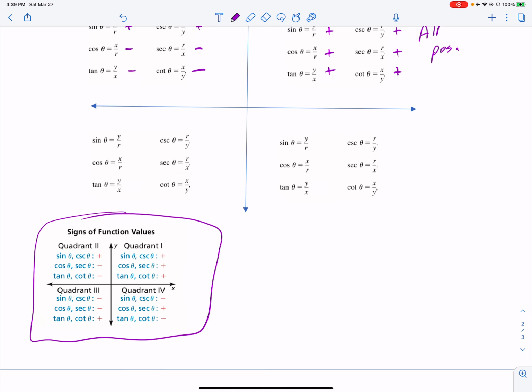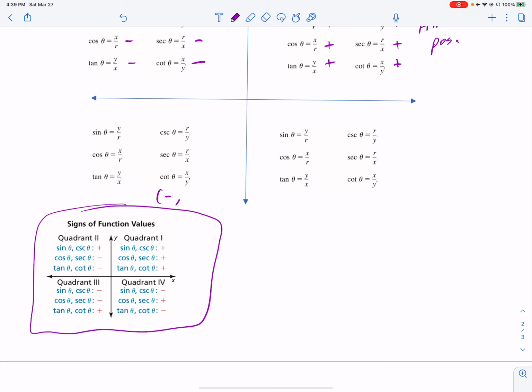And in quadrant 3, both x and y are negative, so you've got to be kind of careful. Since y is negative but radius is positive, sine's negative, and the reciprocal will be negative. Cosine, x is negative, but the radius is positive, so negative divided by positive is negative. And secant's the reciprocal, so it's negative, but tangent deals with both a y and an x, and you get a negative divided by a negative, which comes out positive. And cotangent is x over y, they're both negative, so tangent and cotangent are the only two things positive in quadrant 3.